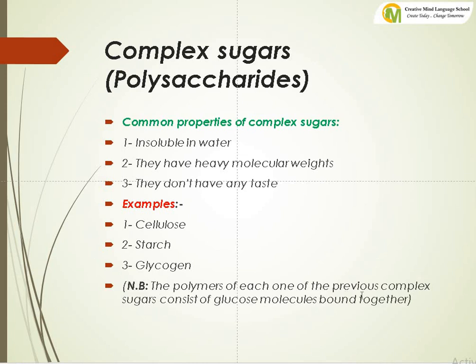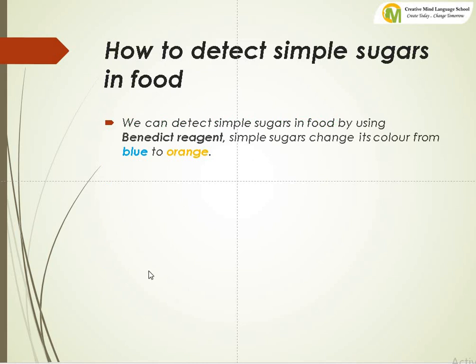The polymers of each one of the previous complex sugars consist of glucose molecules bonded together. After that, how do we detect simple sugars in food? We can detect simple sugars in food by using Benedict's reagent. Benedict's reagent is the indicator which can detect simple sugar in any food. It changes its color from blue to orange. So I know firmly that there is a simple sugar in this food.